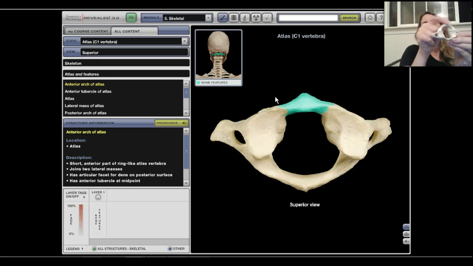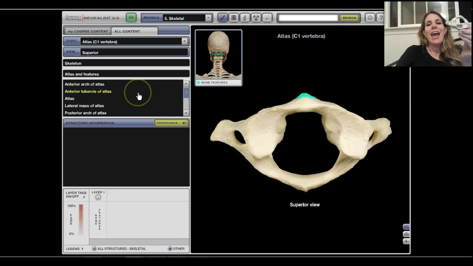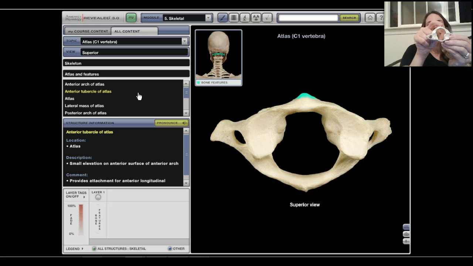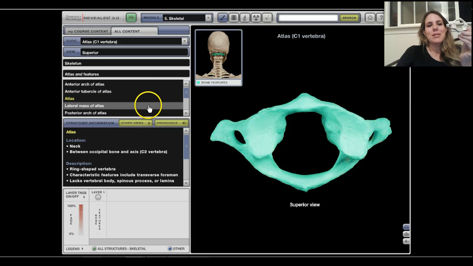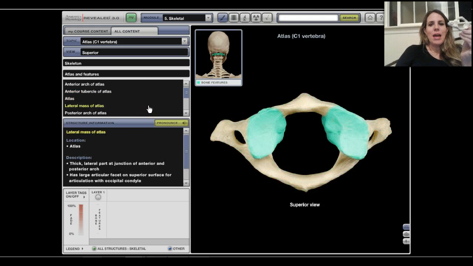So this whole top area here is called the anterior arch, the anterior arch of atlas. And at the very tip of that is a little bump, and little bumps are called tubercles. So this is your anterior tubercle of atlas. Obviously the whole bone is the atlas, so I don't need to say that each time. And all of this stuff here is called the lateral mass of the atlas bone.